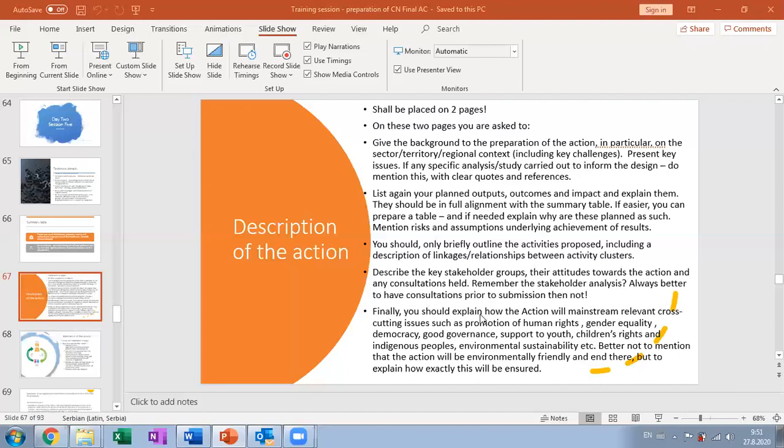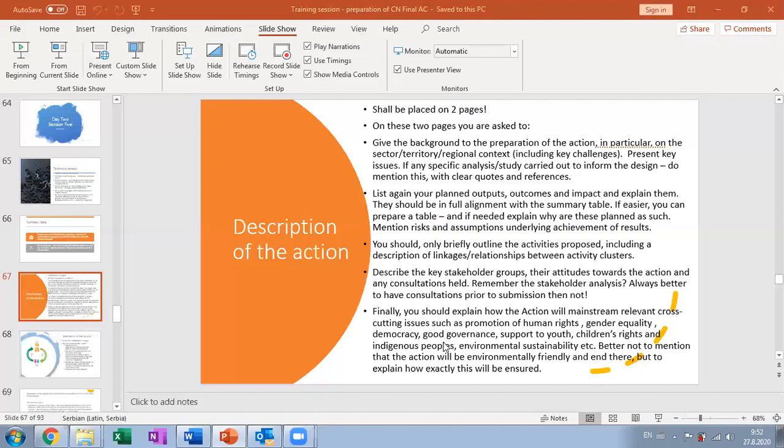And then finally, you should explain how the action will mainstream relevant cross-cutting issues. These cross-cutting issues are listed in the template itself. They are listed on this slide. I will not repeat them, of course, but try to be specific when explaining how your action will mainstream these cross-cutting issues. I've seen numerous concept notes where people say our action will be environmentally friendly, and then full stop. What does this actually mean? A simple illustration would help.